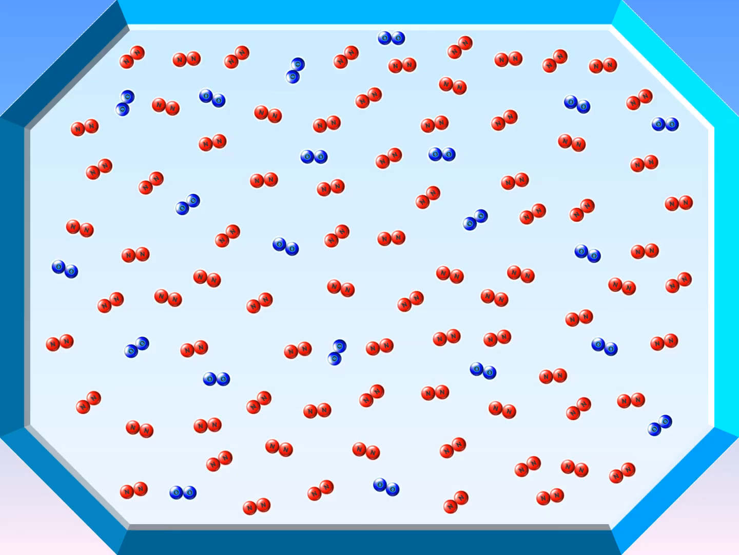When you picture air around you, you can picture it this way. Again, this is the simplified version. Mostly nitrogen and a little bit of oxygen, enough for us to breathe.